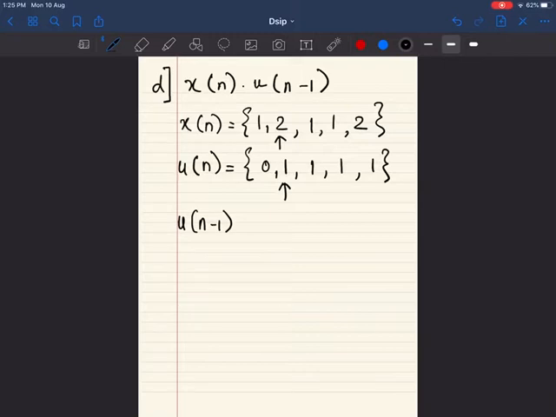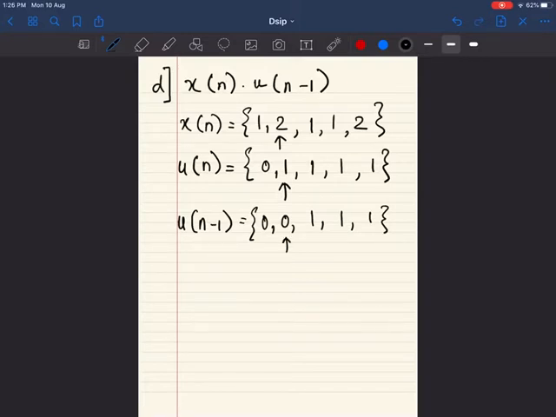Advancing the signal. I'm sorry, not advancing, delaying the signal by 1 unit. Okay, so this will look something like this. What I am doing is simply shifting the signal to the right by 1. That means the origin is going to be shifted to the left.